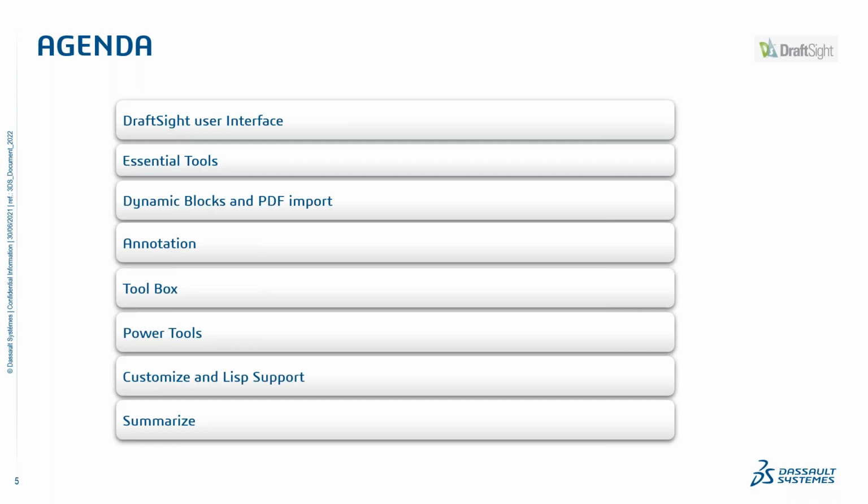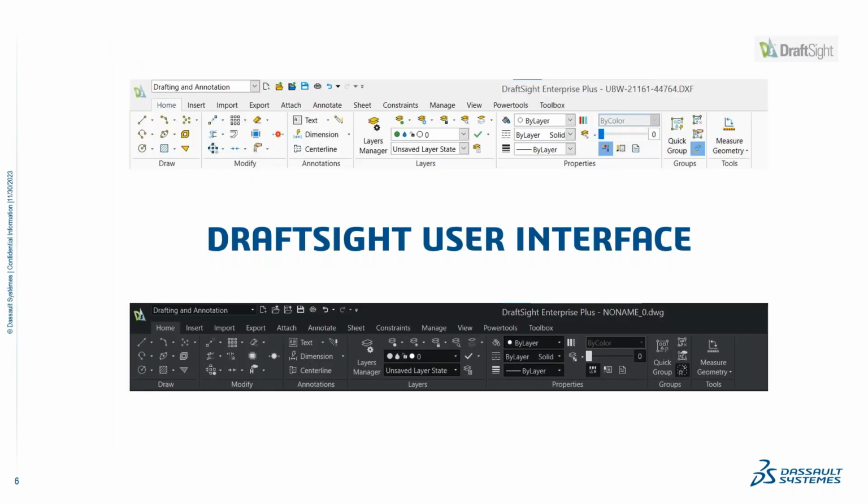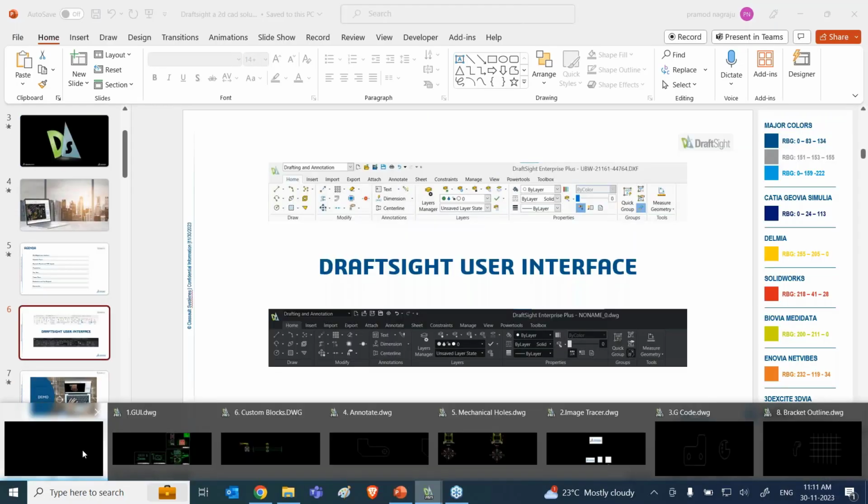So this is going to be today's agenda, wherein we'll have an overview of the DraftSight user interface, the essential tools, dynamic blocks and PDF import, annotation, toolbox components, power tools, customize and Lisp support, and then let us summarize what we saw for the day. We'll start with the first thing, the DraftSight user interface. Rather than showing anything in a video, I would like to showcase things in a live presentation. So I'll just go to the tool.